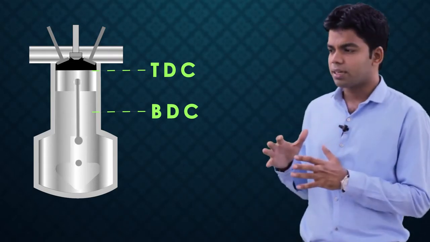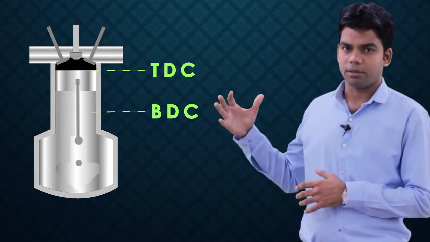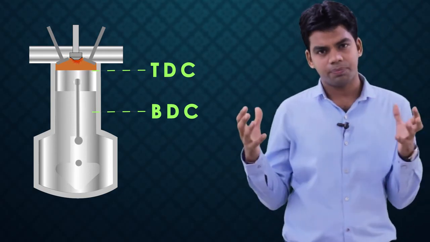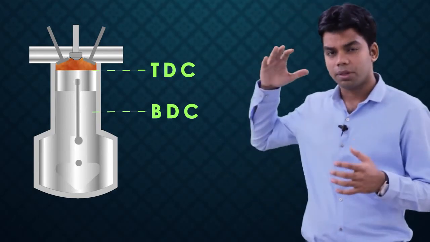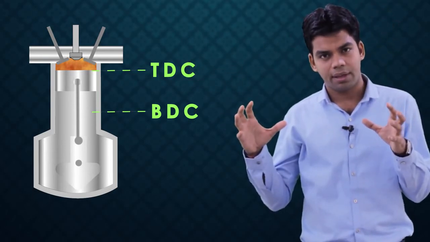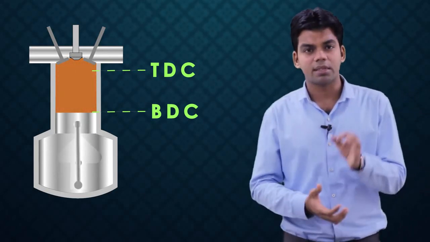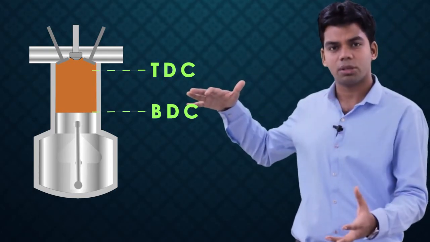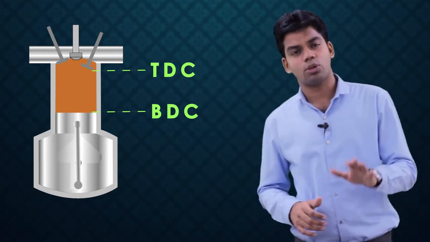Now what does this mean? After the compression stroke, when the piston gets to the top dead center, the spark plug produces a spark and the fuel air mixture starts combusting, and that combustion process is at constant volume. At constant volume means our piston will stay at TDC, the whole of the combustion process will take place, and then the piston will start moving from TDC to BDC. That means the piston stays at TDC till the complete combustion happens, and then it moves from TDC to BDC.